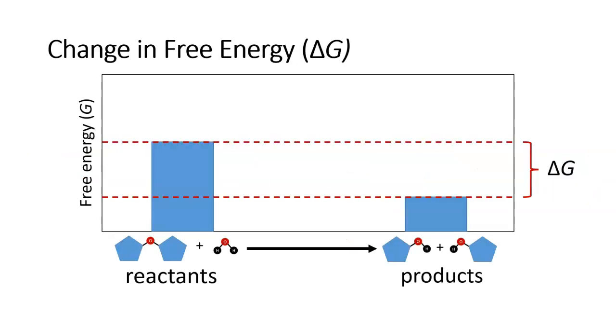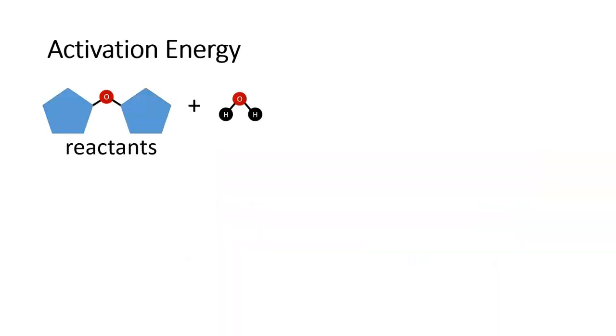We can plot the amount of energy of the reactants and the products on a graph. You can see that the reactants have more energy than the products, and the difference between the two is called delta G, or the change in free energy as the reaction proceeds. Delta G represents the amount of energy, in this case, that is released in the reaction.